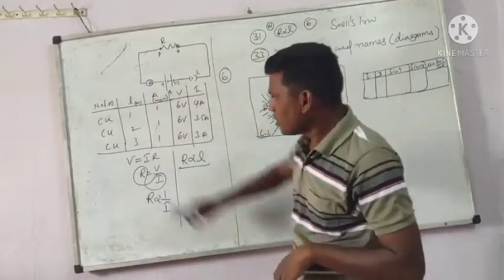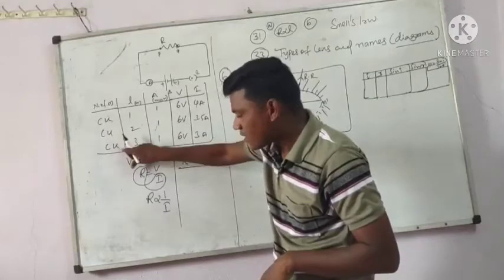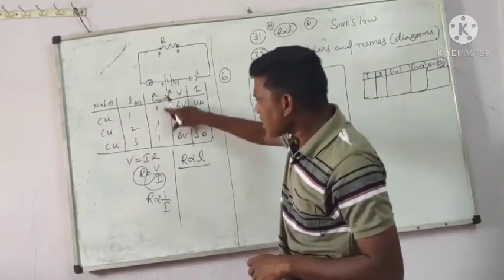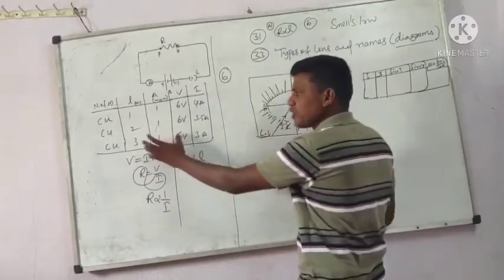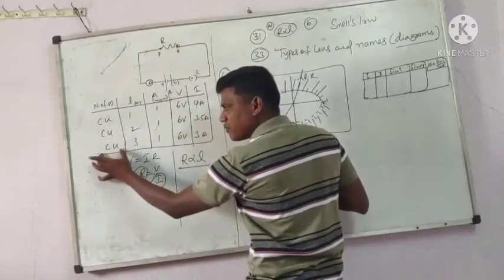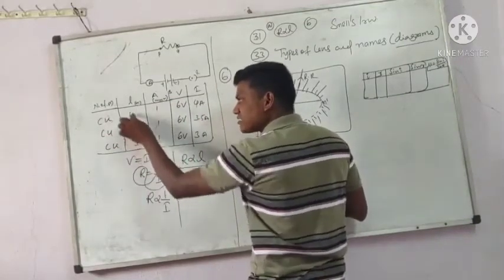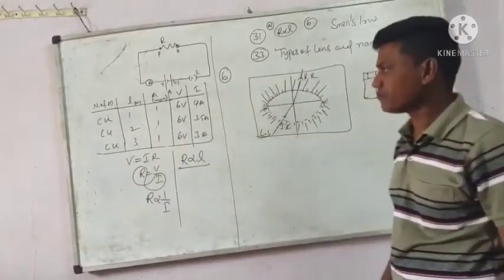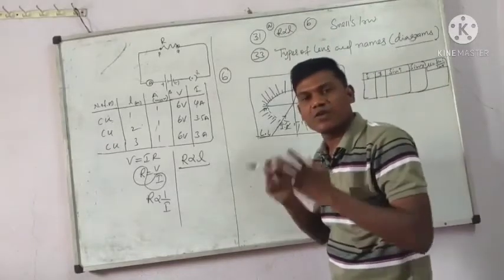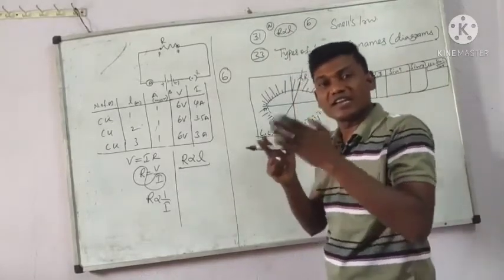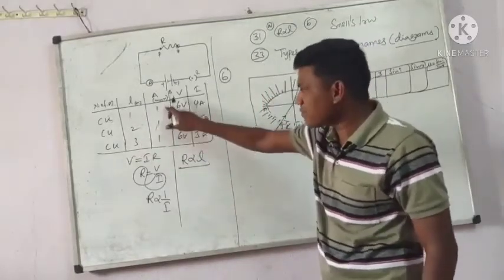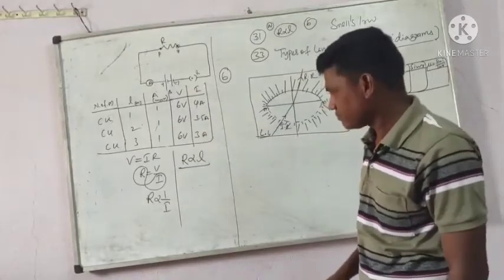So what is the meaning? The nature of the material is copper only, but the length is 1 meter, 2 meters, 3 meters, while the area of cross section is constant. In this experiment, the nature of the material is constant, the area is constant, but the length is not, because we want to prove the relation between R and L. So we take copper wires of different lengths, 1 meter, 2 meters, 3 meters, with the same area of cross section.